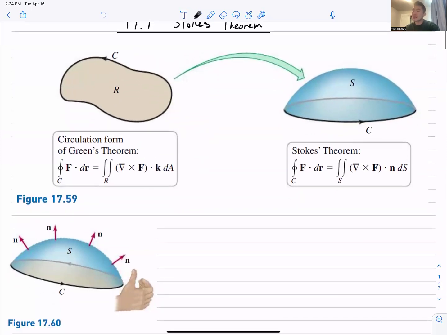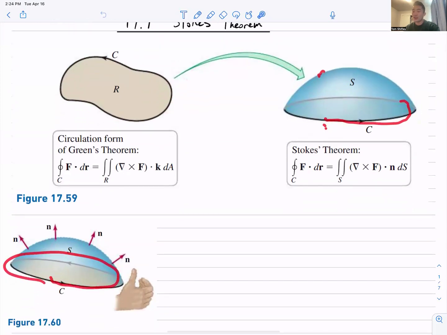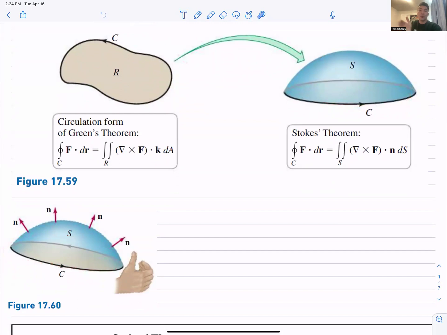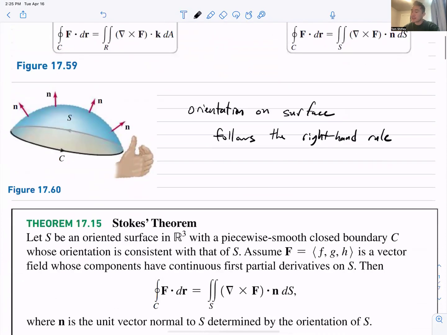One thing that needs to be said is that there's an orientation that needs to be preserved. Here, this is considered positive orientation. The orientation on the surface has to match the orientation on the curve using the right-hand rule. If you follow the curve around, your thumb will point in the direction of the outward facing normal. So the orientation on the surface follows the right-hand rule. And so here is Stokes' theorem.